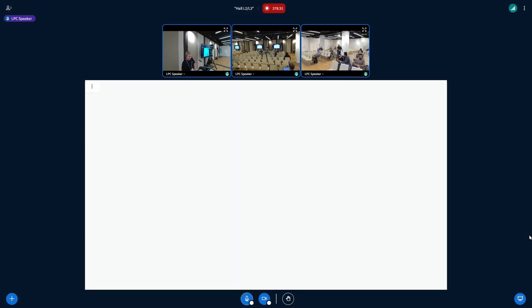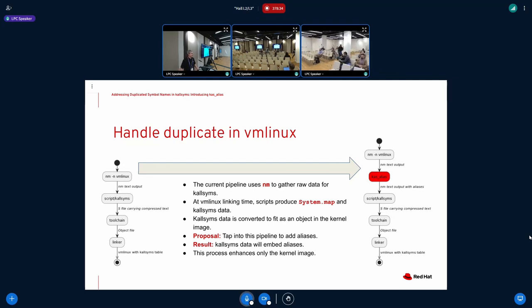Okay, moving forward. How to implement this? Let's take a closer look at the current pipeline in the Linux build system that is used to create vmlinux and to generate kallsyms. For those who may not know, kallsyms is centered around the good old binutils nm utility, which provides the raw data that will eventually be included in the kallsyms output.